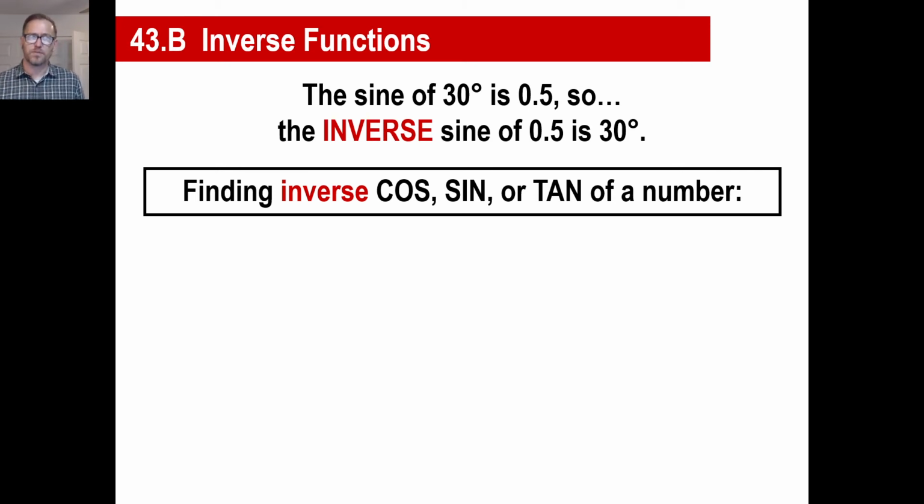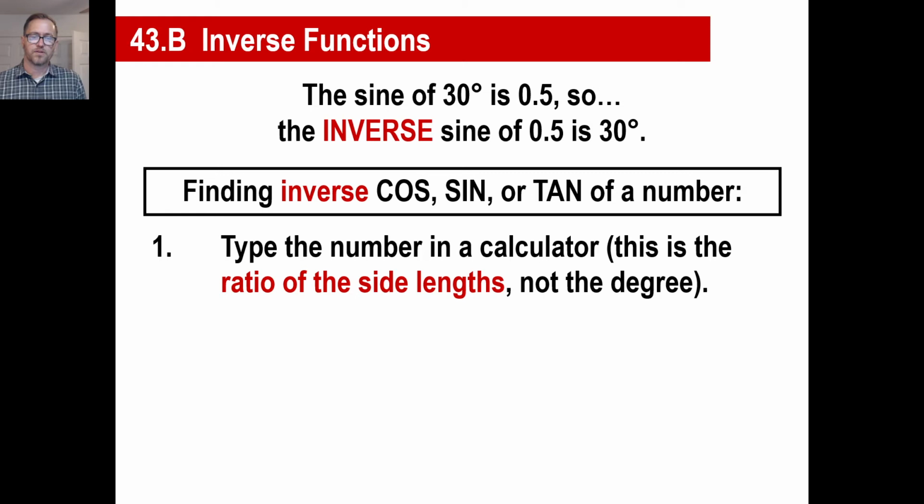Now, again, your calculator might be a little bit different, but that's okay. You'll find the buttons to push. So you type the number in the calculator. This is the ratio of the side lengths, not the degree. In other words, if somebody says a minute ago I found out the cosine of blah, blah, blah is 0.82, which we did just a few minutes ago. Oh, 0.82, we got it.